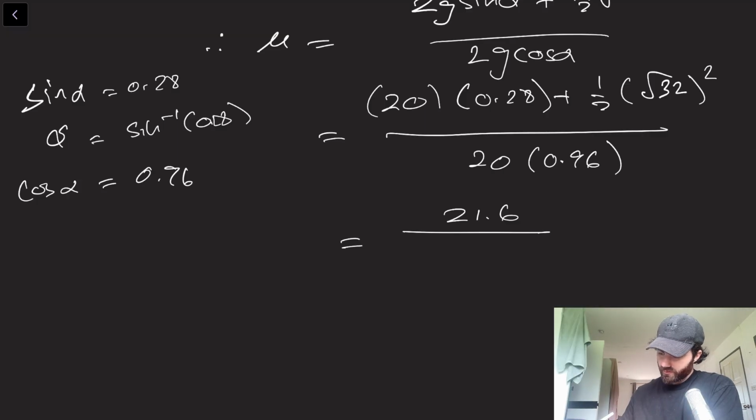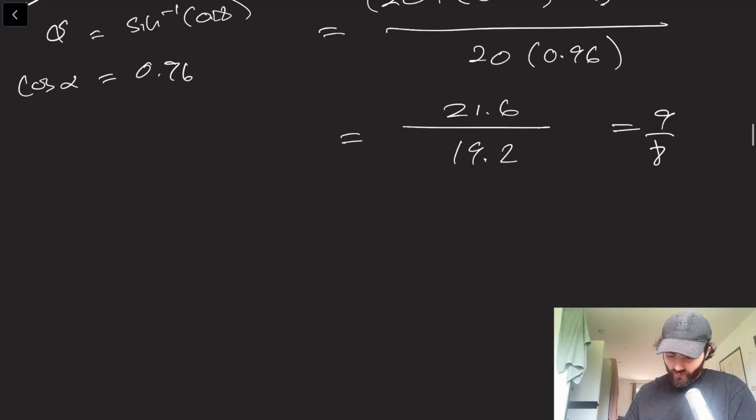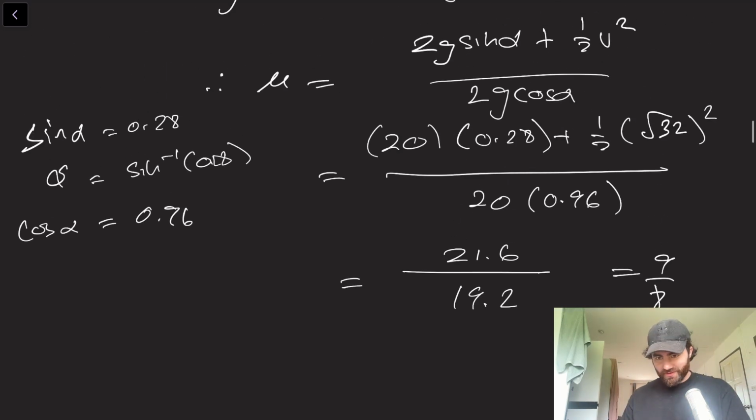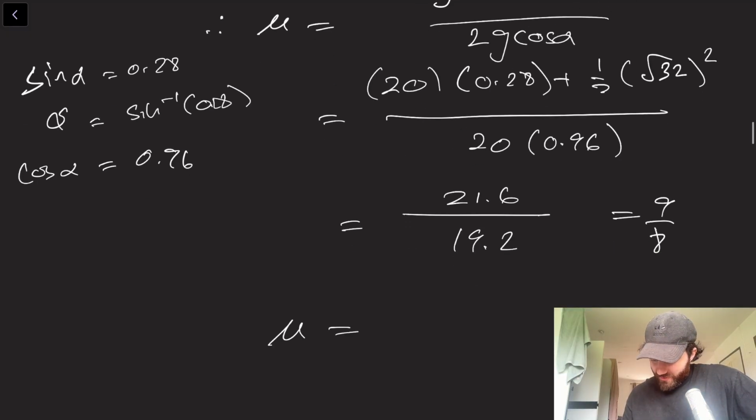So that gives us 9/8. So 20 times 0.96 is 19.2. 21.6 divided by 19.2. Oh my god, 9/8. Should prepare more for this stuff. These are a little bit niggly. But I should be able to do this stuff no problem. So our mu is 9/8.